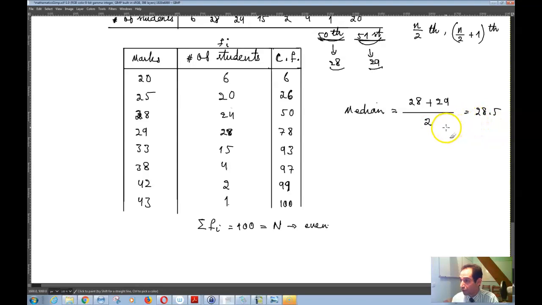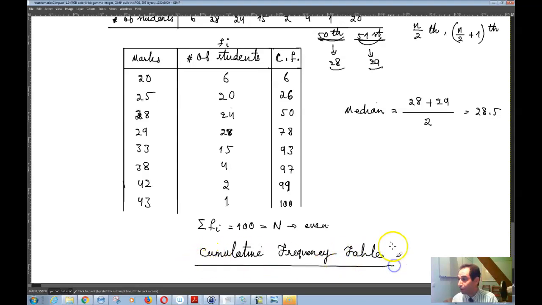So now, as a remark, the part of this table consisting of column 1 and 3 is known as the cumulative frequency table, meaning that if you write your marks and this column over here, that would be called a cumulative frequency table.